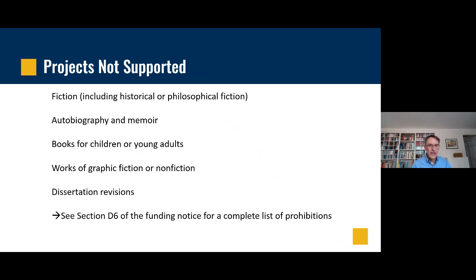You should be sure to check the full list of prohibited project types to make sure that you're not submitting an application to us that will be a non-starter. That full list appears in section D6 of the Notice of Funding Opportunity, which is a very important document I'll be referring to a number of times, and I'll explain to you exactly where you can find it later in the presentation.